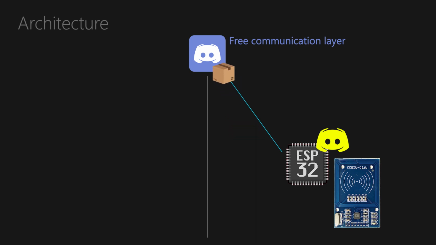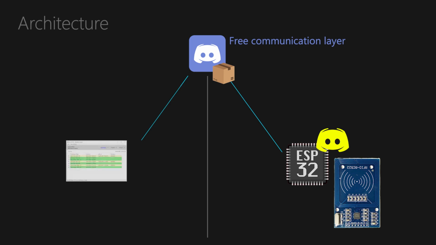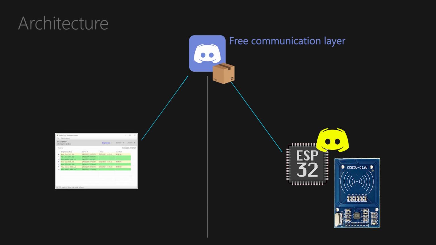This seems straightforward, but obviously this is not enough, because someone needs to process the package and tell us to which employee the tag belongs. That is exactly the reason why we have the second side of communication. Here we have a WinForms desktop application written in C#, which also has a Discord bot inside of itself, and this bot is a member of the same Discord server as the first one.